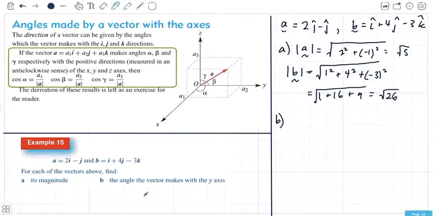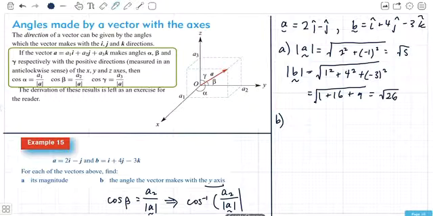The next part, b, we're asked to find the angle the vector makes with the y-axis. So that would mean using this second formula, cos beta equals a2, which is the coefficient of j, over the magnitude of the total vector, which can also be written as beta equals inverse cosine of a2 over the magnitude of a, remembering to take the cos to the other side. So we can use that, and that will give us our angle beta. So we can use that here in part b. So let's find it for a.